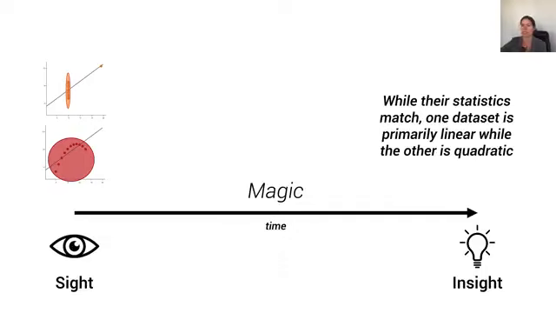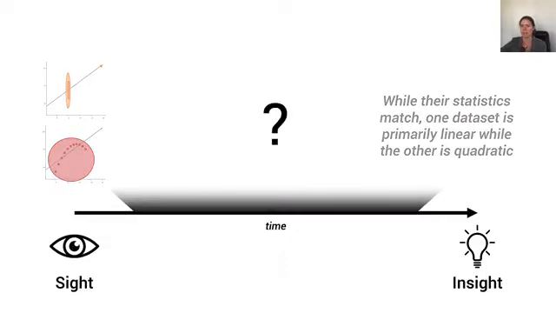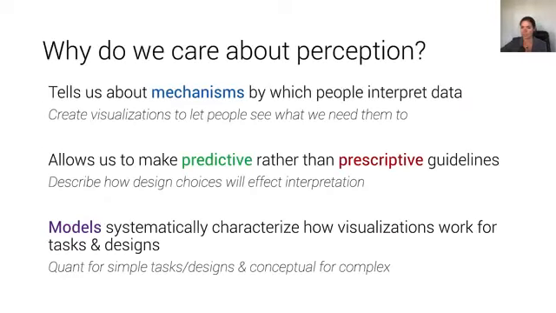So this begets the question, what is this magic? What is happening between our sense of sight and our sense of insight? And how can we use this inference, this set of processes, to make sure that people develop the knowledge that they need to from our visualizations? Well, this all gets down to this basic idea of why we care about visual perception in data visualization.